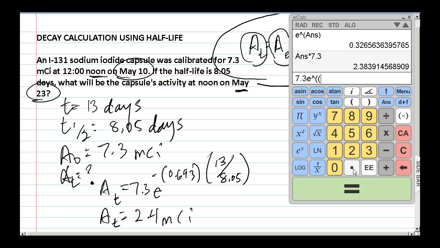You have to add a parenthesis right there, negative 0.693, close parenthesis, open parenthesis. Now you can do 13 divided by 8.05, close, equal. And it gives you the exact same thing.